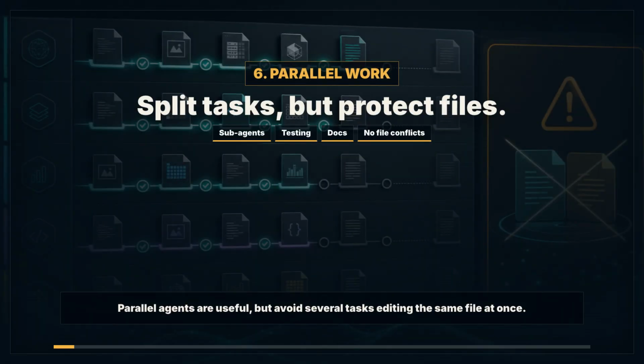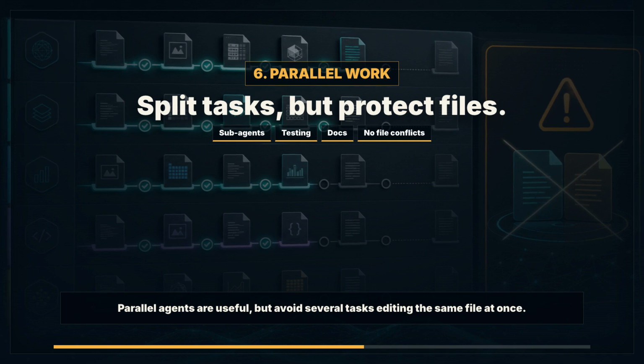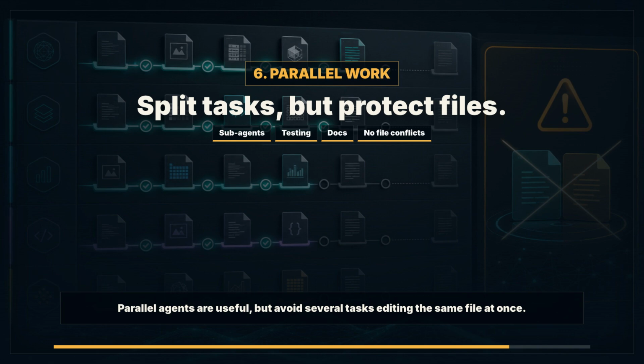Sixth, Codex is very friendly for multi-threaded work. You can run different conversations in different projects, and they can continue in parallel. You can also start a new conversation while another one is still working. For more advanced coding tasks, you can ask Codex to use sub-agents or parallel agents. For example, one agent can inspect the problem, another can test, and another can prepare documentation. But here's the important warning. If several tasks edit the same file at the same time, the file can become messy. So before using parallel work, make the boundaries clear. Tell Codex which task owns which file or which part of the project.